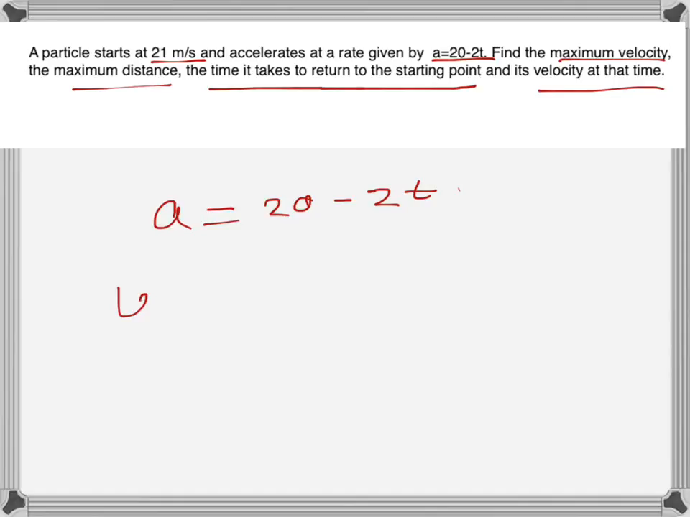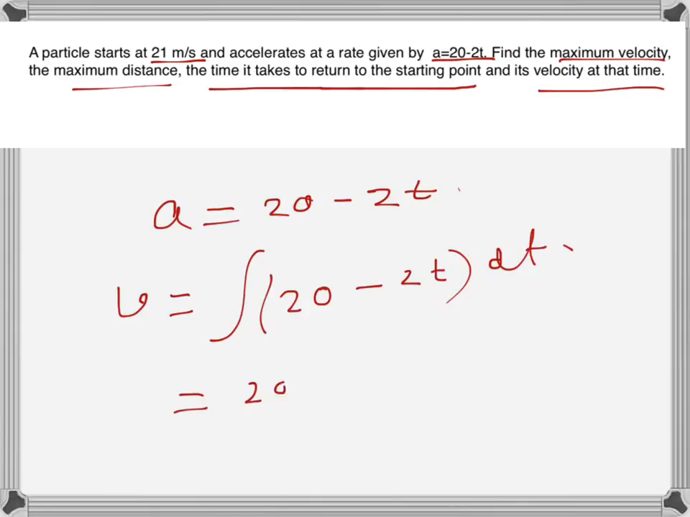We can find velocity by integrating this one. So we'll just write acceleration directly. So this becomes 20t minus 2t square over 2 plus c, that's v. Now it's given that it starts at 21 meter per second. That means at t is equal to 0, v is equal to 21, sorry.